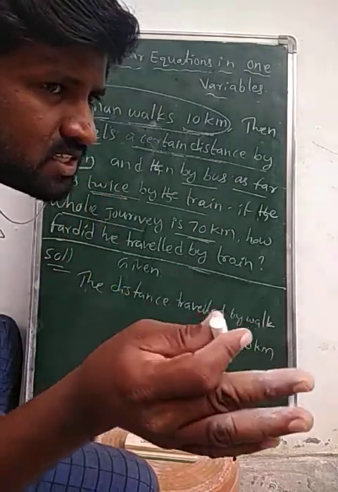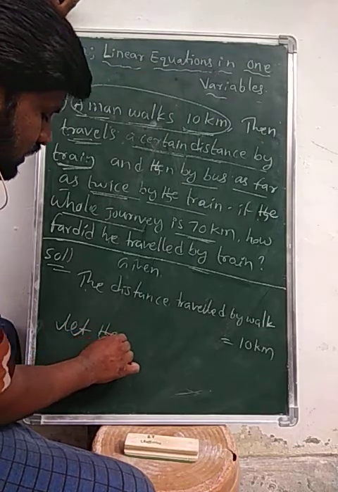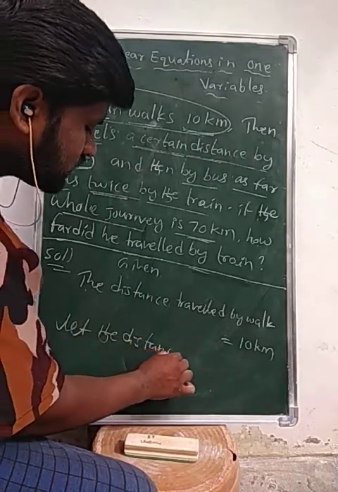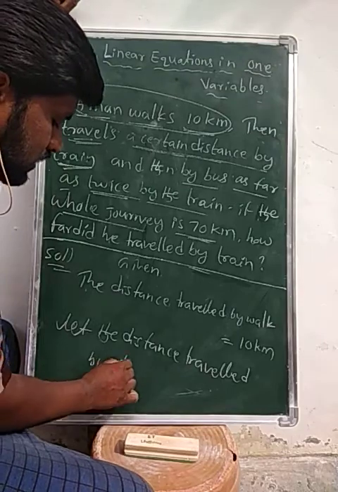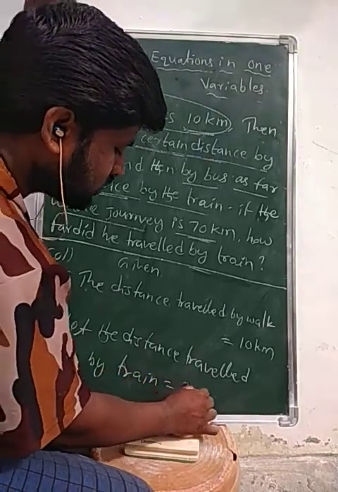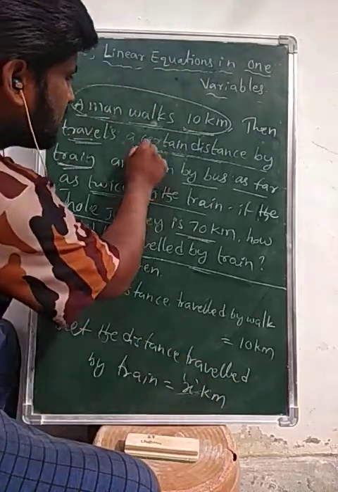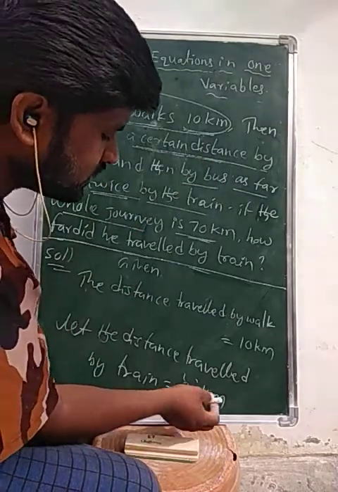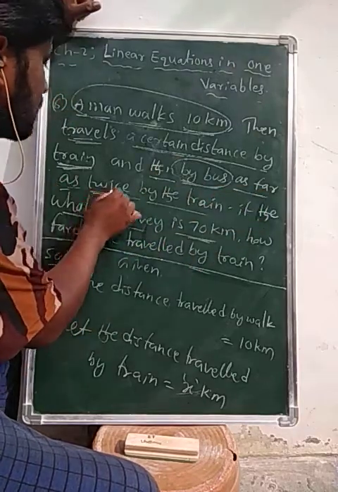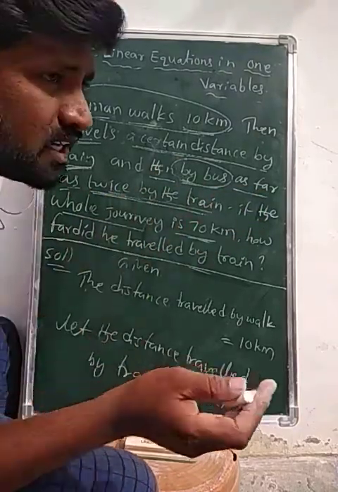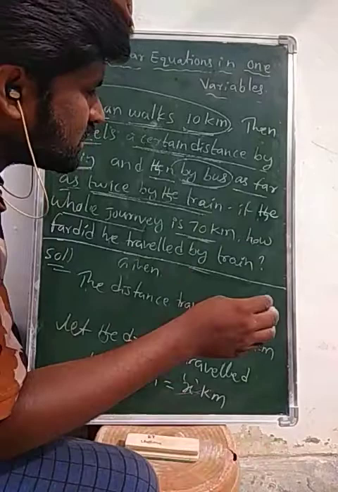We don't know the certain distance he traveled by train. So let the distance traveled by train be x kilometers, since we don't know how much distance he traveled by train. And then by bus as far as twice by the train, meaning he traveled 2 times the train distance by bus.